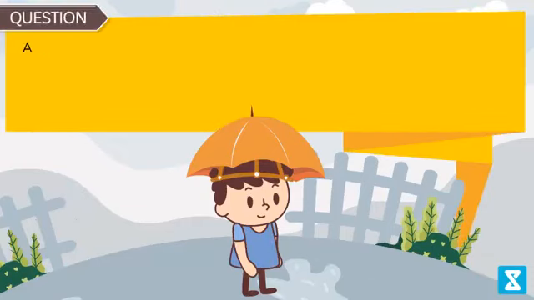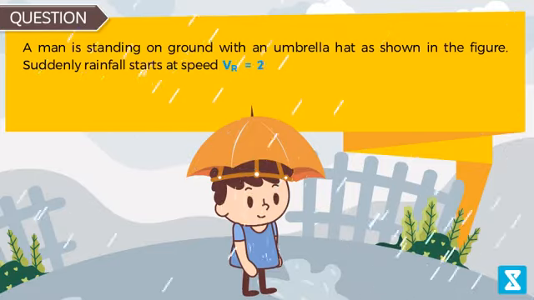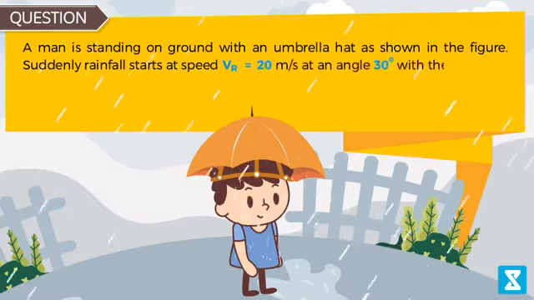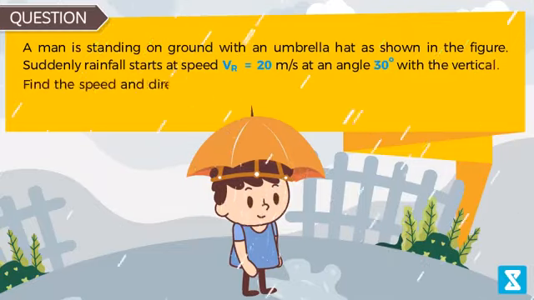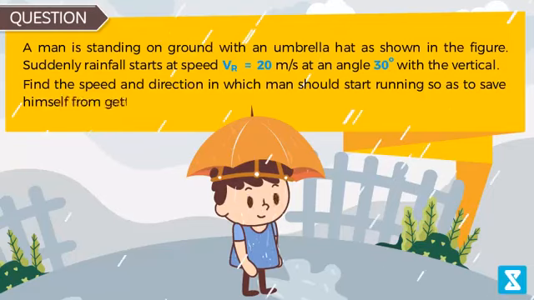Question: a man is standing on the ground with an umbrella hat as shown in the figure. Suddenly, rainfall starts at speed Vr equal to 20 meters per second at an angle of 30 degrees with the vertical. Find the speed and direction in which the man should start running so as to save himself from getting wet.